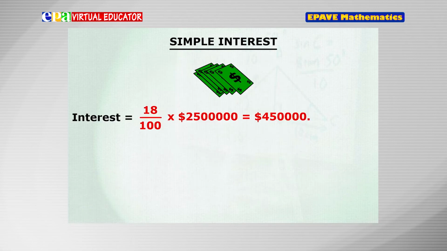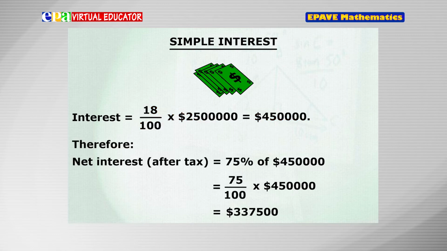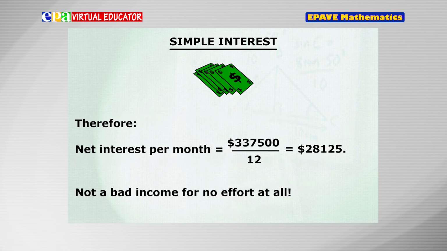Interest is equal to 18 divided by 100 multiplied by $2,500,000, which gives $450,000. Therefore, net interest after tax is equal to 75% of $450,000. That is, 75 divided by 100 multiplied by $450,000, which is equal to $337,500. Therefore, net interest per month is equal to $337,500 divided by 12, which is equal to $28,125.